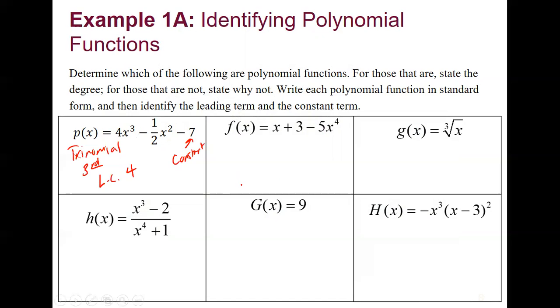Cool? All right, f of x. Is f of x a polynomial? Yes. To be more specific, what is it? A trinomial. And is it written in standard form? No. So we're going to rewrite this. To rewrite f of x, it would be negative 5x to the 4 plus x plus 3. So we have a 4th degree trinomial.